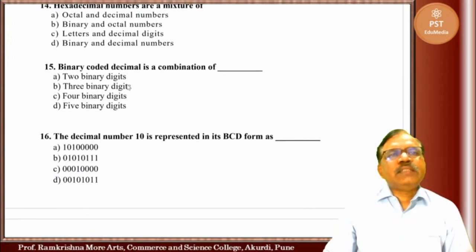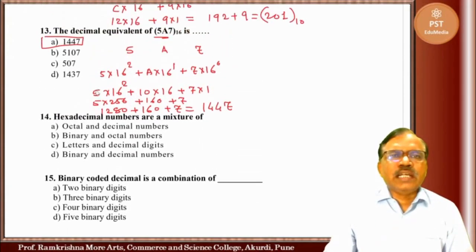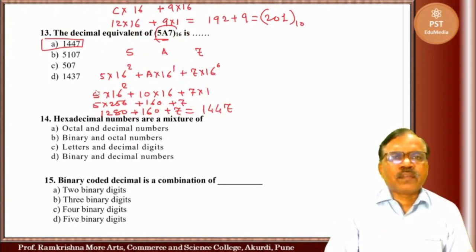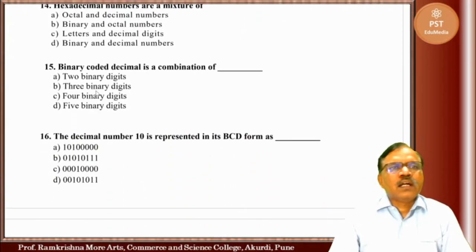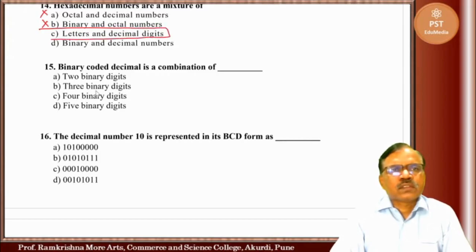Now hexadecimal numbers are a mixture of what? Decimal digits and the letters A, B, C, D, E, F. So it is not octal and decimal numbers, not binary and octal numbers, it is letters and decimal digits, and not binary and decimal numbers. So this third one is correct.